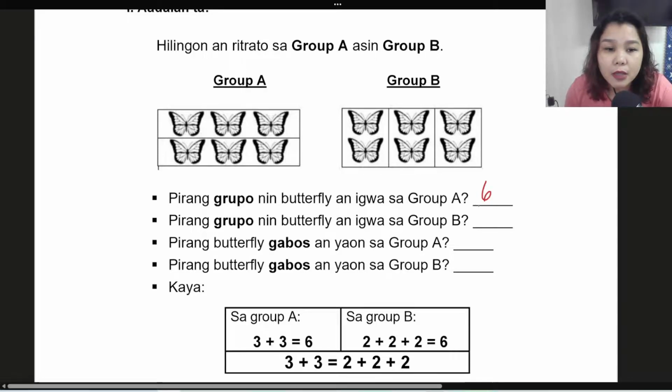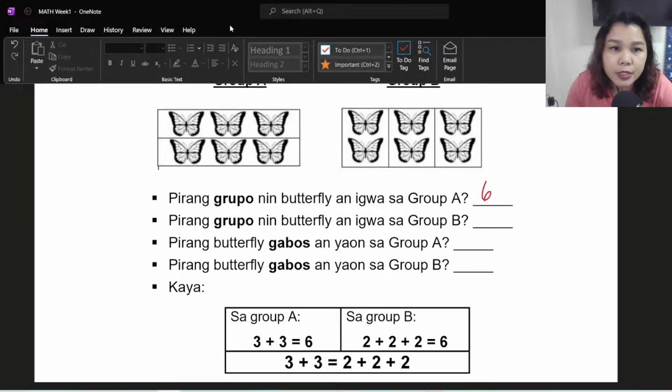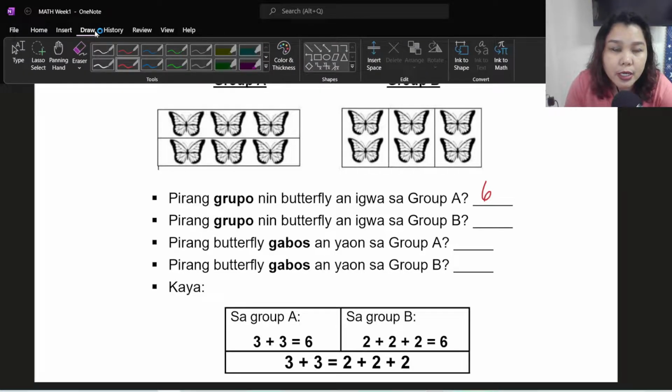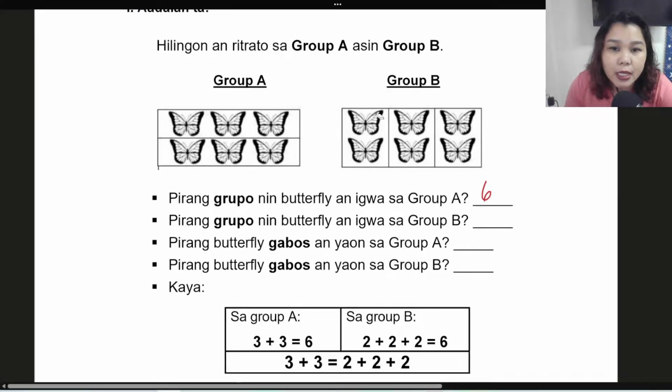Next, pirang grupo. So we are not after the number of objects, but we are after the number of groups. Okay, nakikita ang linya. So that will tell us the number of groups. So sa group A, pirang grupo siya? We have one group, another group. So may 2 groups.